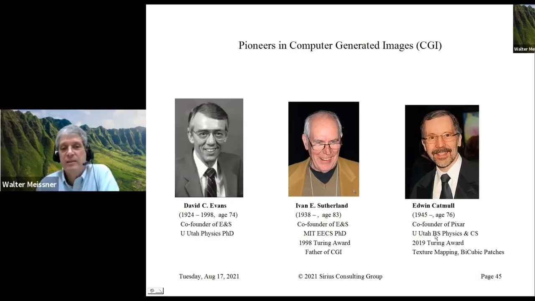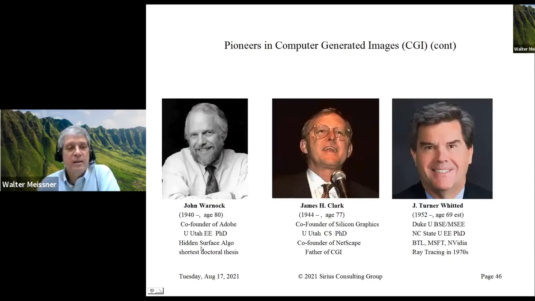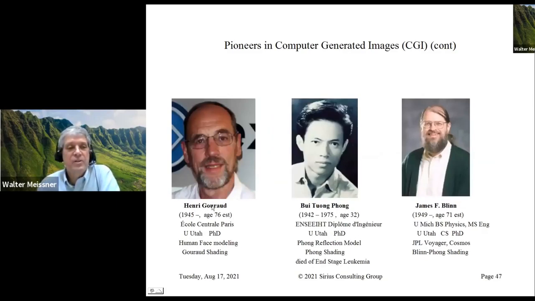Edwin Catmull got his BS in physics and computer science at Utah. John Warnock got his PhD in EE at Utah, and he did the hidden surface algorithm, which I talked about. He says this was the shortest doctoral thesis ever made. You have James Clark, who also got his PhD at Utah. And Turner Whitted is probably the only exception to that. Henri Gouraud studied in France, but he came to Utah and got his PhD there, and he did human face modeling and Gouraud shading.